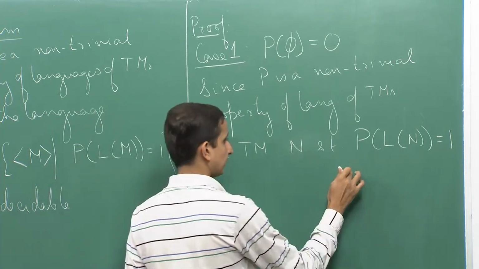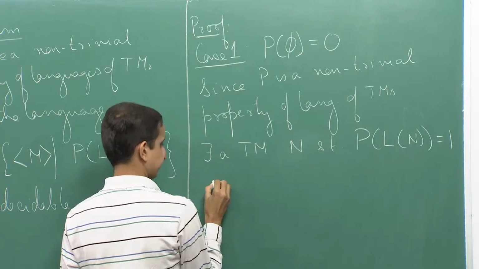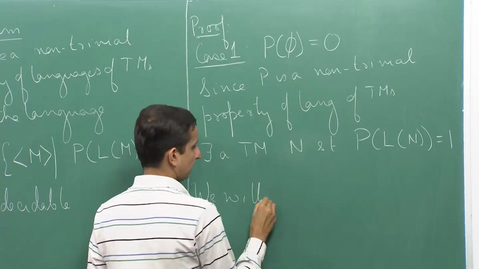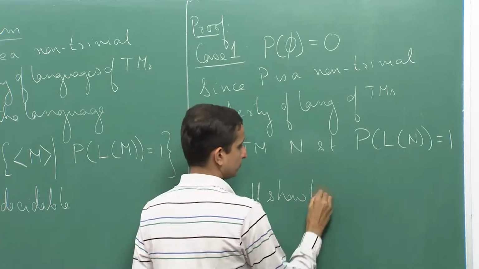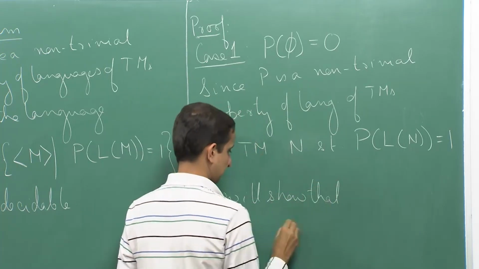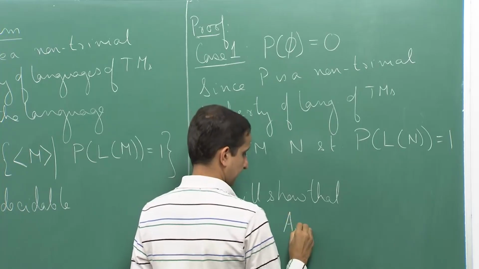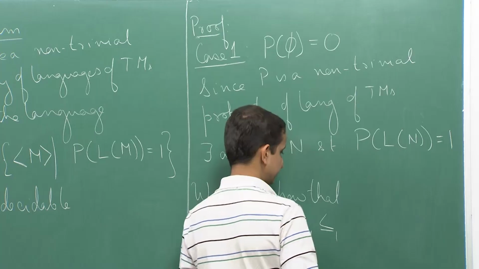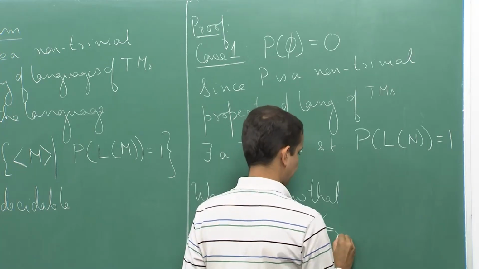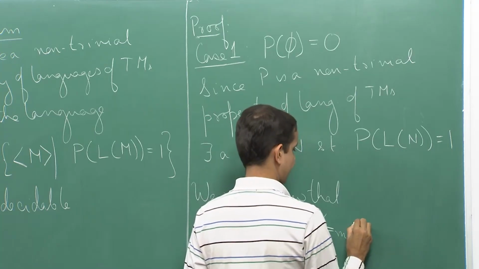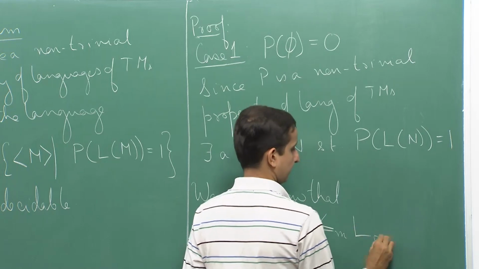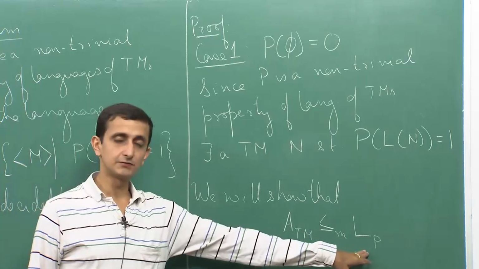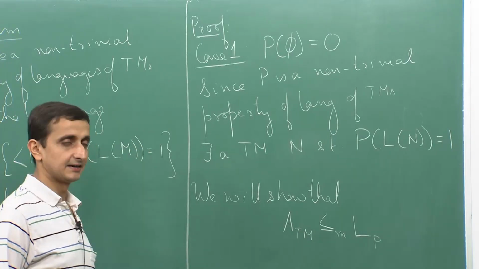Now, using this, we will show that ATM reduces to LP. Recall that ATM is undecidable. So this will prove that LP is undecidable.